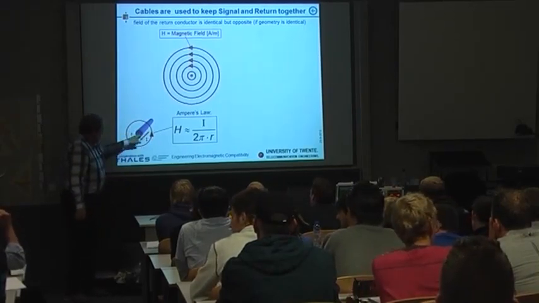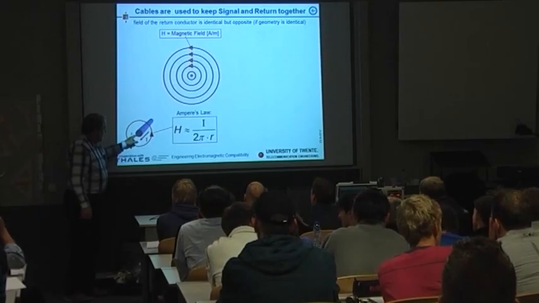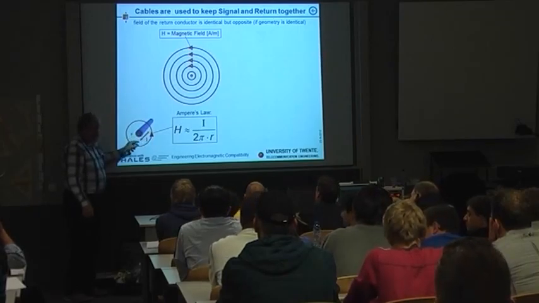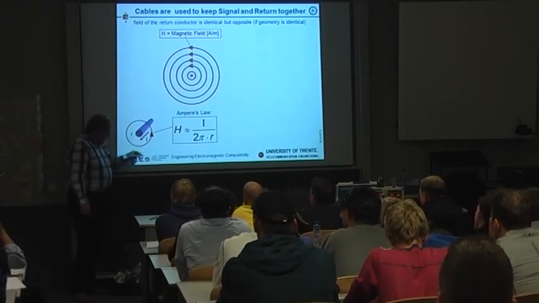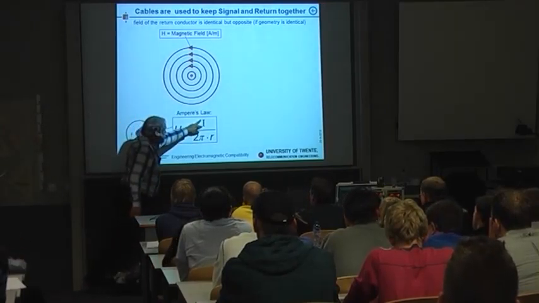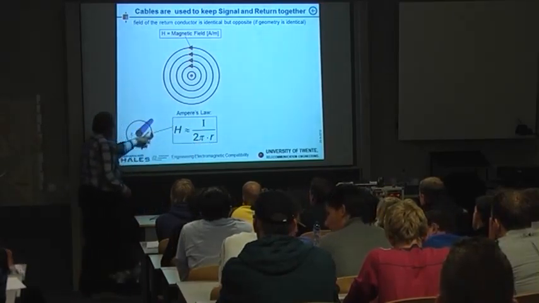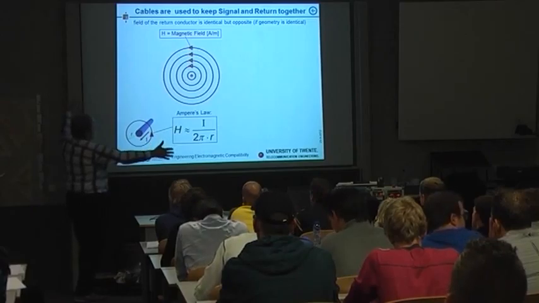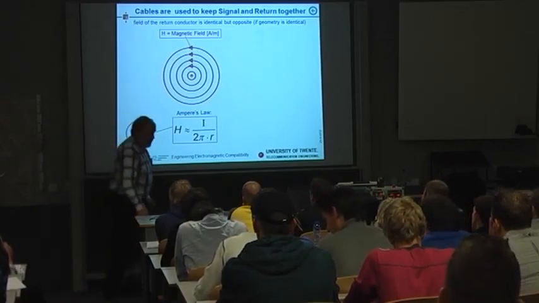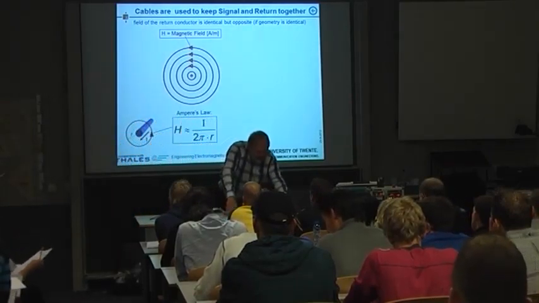If you want to know the amount of magnetic field a distance r from an infinitely thin wire with the current I, you can use this equation. You divide the current by the circumference of this circle here, 2 pi r, and you get a number. And the further you go out, the lower the magnetic field will be. Okay, this is the signal current.